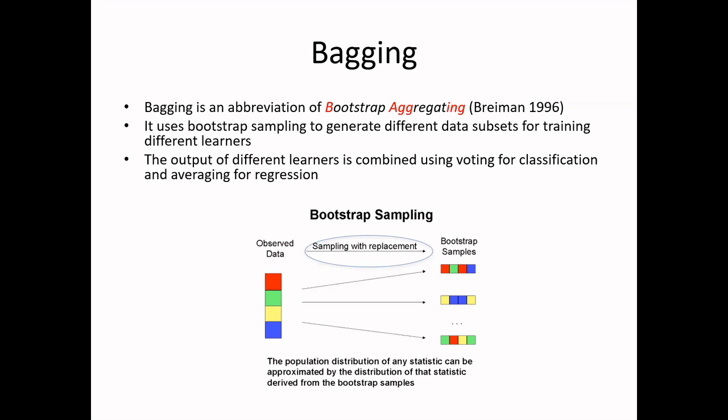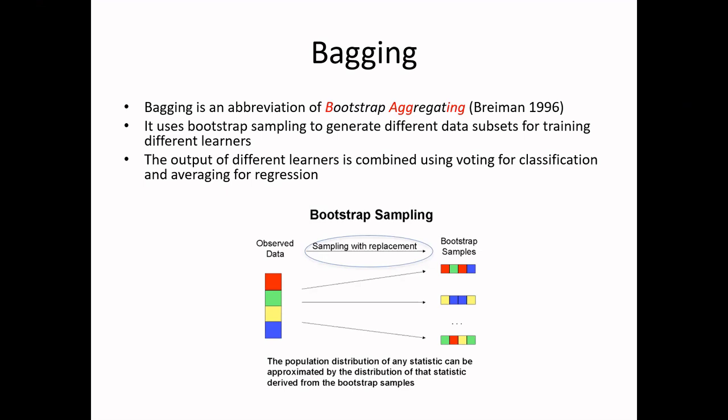So basically, what is bootstrap aggregating or what is bagging? In bootstrap sampling, what we do is we generate different data subsets for training different learners. So you have a large collection of your training data, and through this kind of sampling method, you will generate several data subsets for training different learners. And then the output of different learners will be combined.